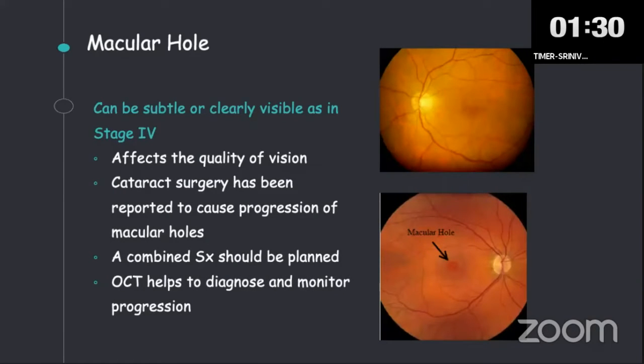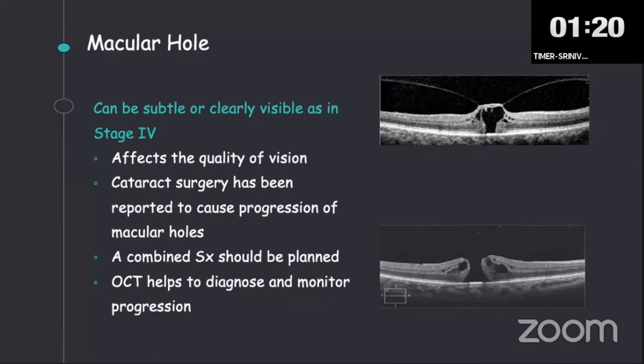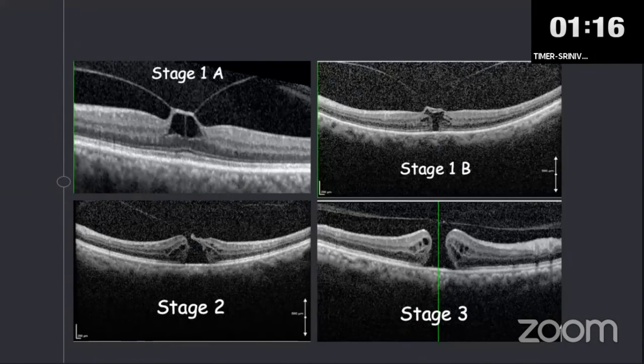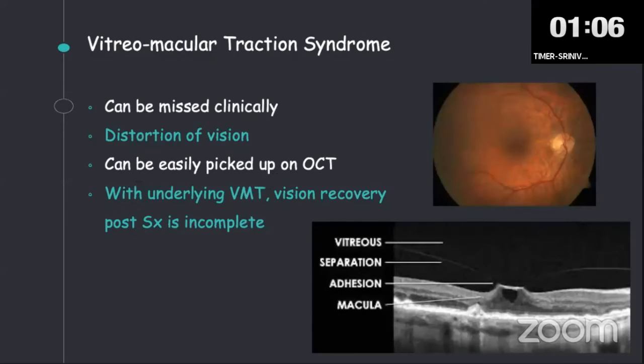Macular hole can be subtle or clearly visible when it is stage 4, but when you have smaller or earlier holes, you may not be able to pick them up. OCT definitely helps us to monitor, as you can see in these images. These are the different stages, and all these patients had cataract, and therefore the images are a little hazy and grainy, but luckily we were able to document them.